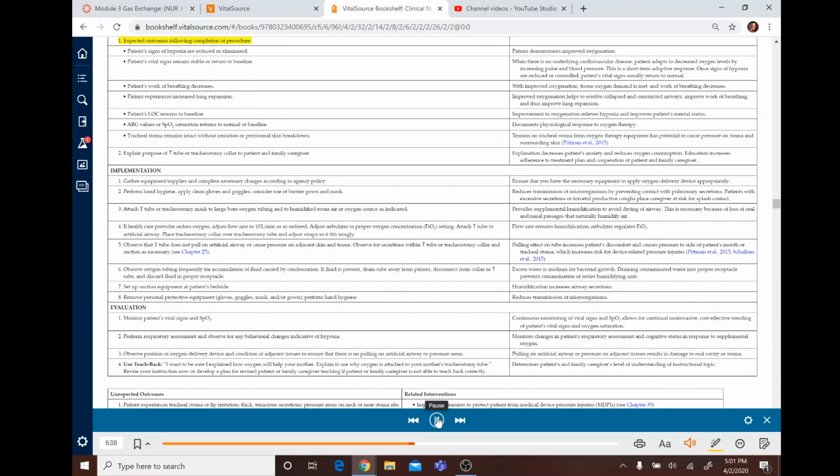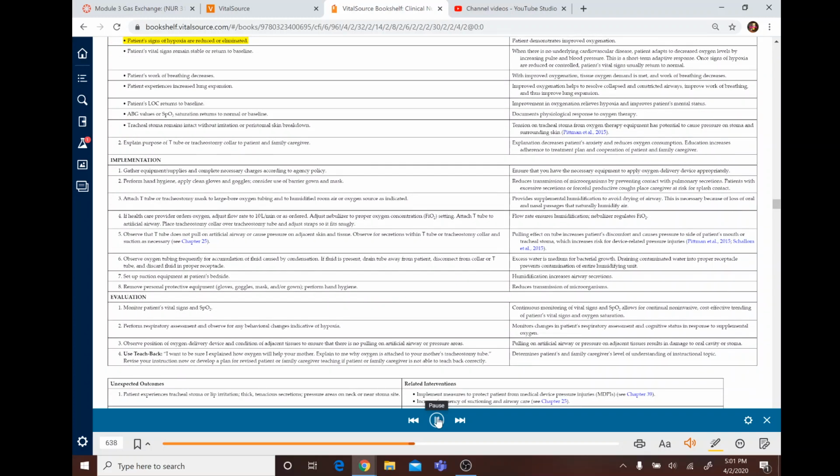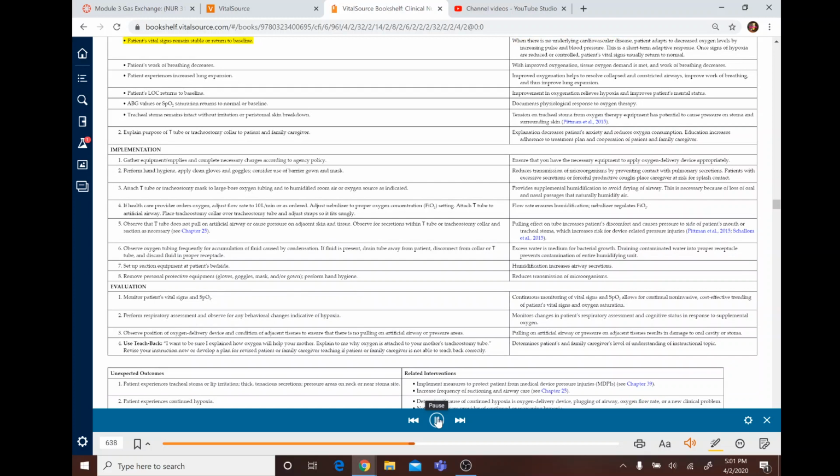Planning. 1. Expected outcomes following completion of procedure. Patient signs of hypoxia are reduced or eliminated. Patient demonstrates improved oxygenation. Patient's vital signs remain stable or return to baseline. When there is no underlying cardiovascular disease, patient adapts to decreased oxygen levels by increasing pulse and blood pressure. This is a short-term adaptive response. Once signs of hypoxia are reduced or controlled, patient's vital signs usually return to normal.